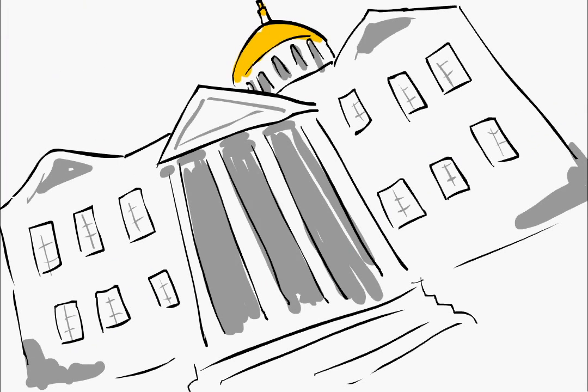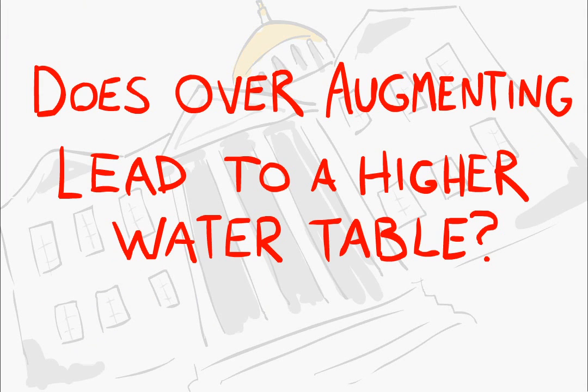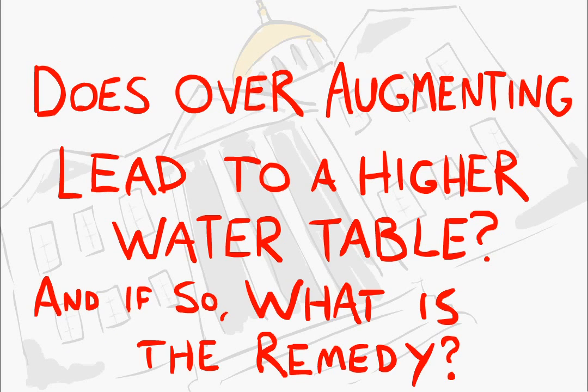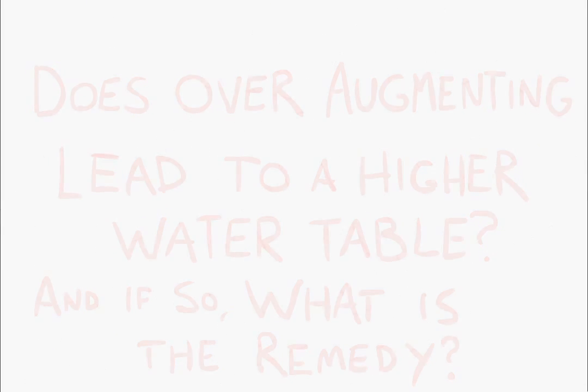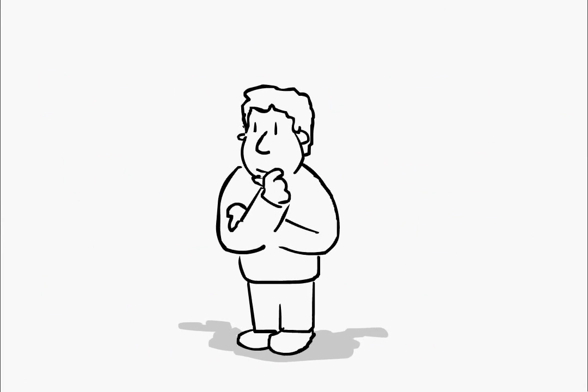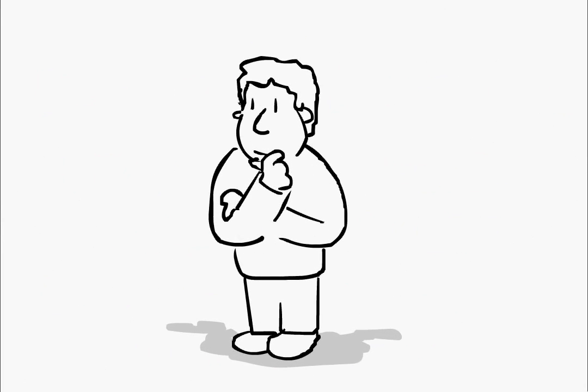What does the legislature want this new study to find out? First is the cause of high water tables: over-augmentation, and if so, what is the remedy? But perhaps more important, what can we learn from the past 45 years since we passed the 1969 act?